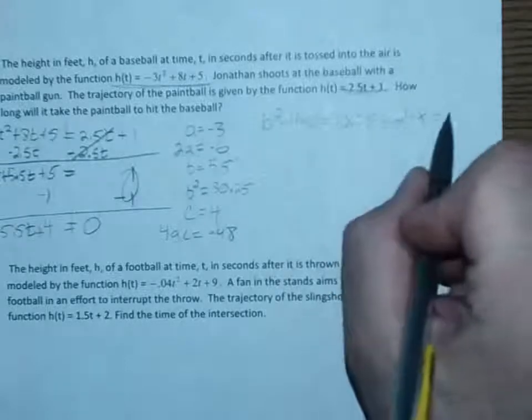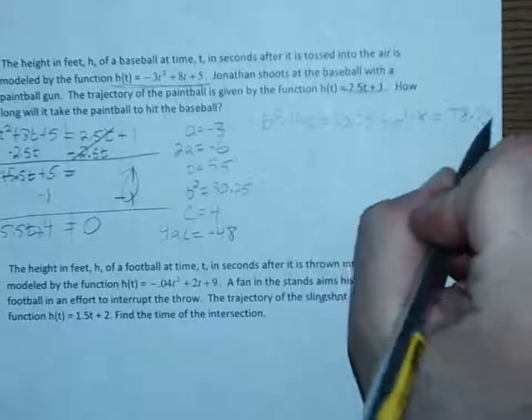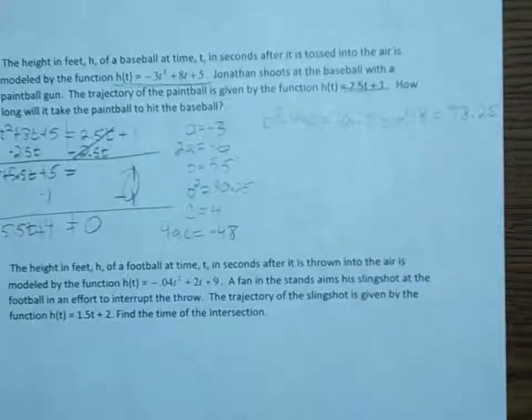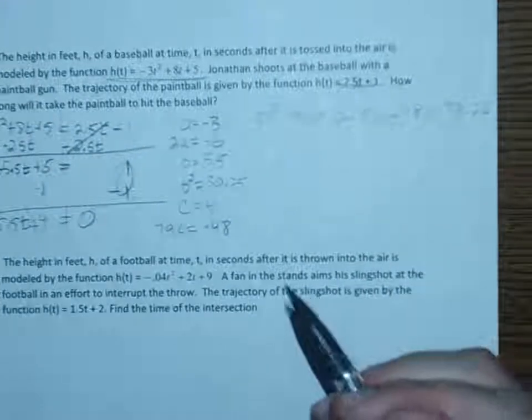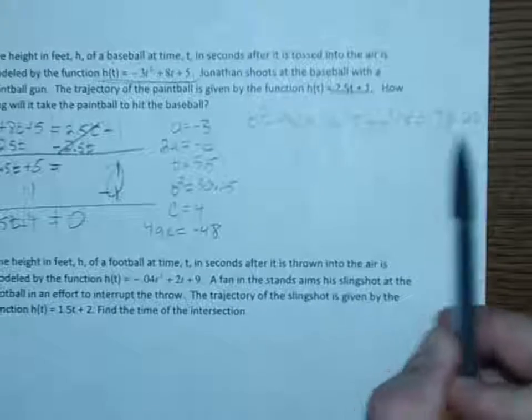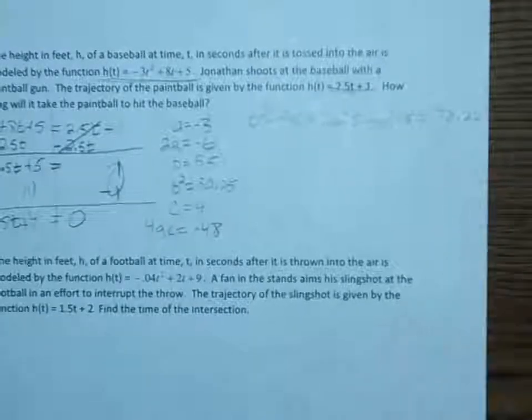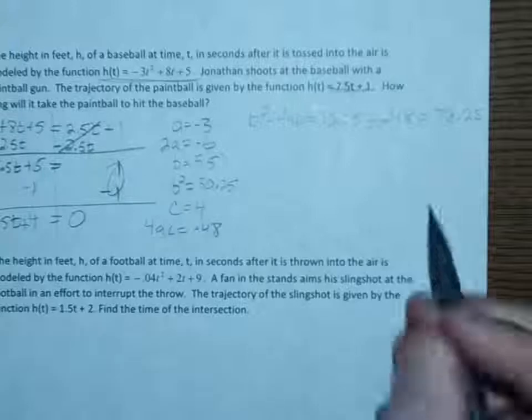30.25 plus 48 is 78.25. So that's my discriminant value. I'm not going to interpret it, although I'll just verbally point out it's a positive number. So that means there's two real solutions, which is great.